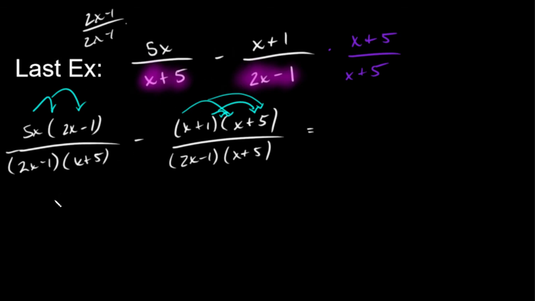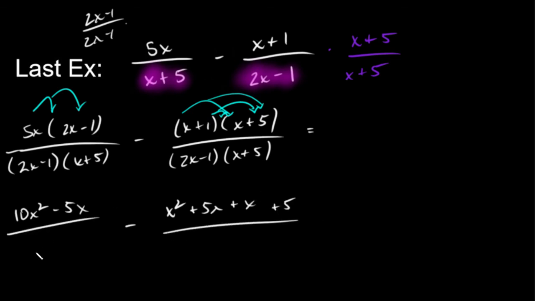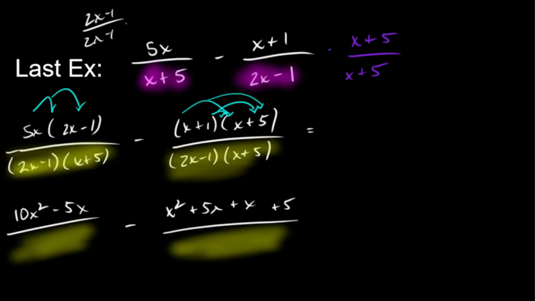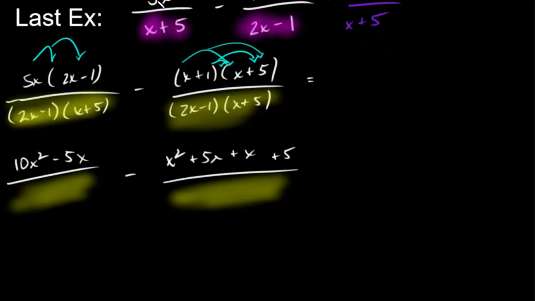So now I'm going to start distributing, and 5x times 2x is 10x squared, and then 5x times negative 1 is negative 5x. And we'll keep this here, and then x times x is x squared, x times 5 is 5x, 1 times x is x, and 1 times 5 is 5. The denominators will stay the same. I'm just going to go ahead and do this. This denominator here is what's going to go here, all right?